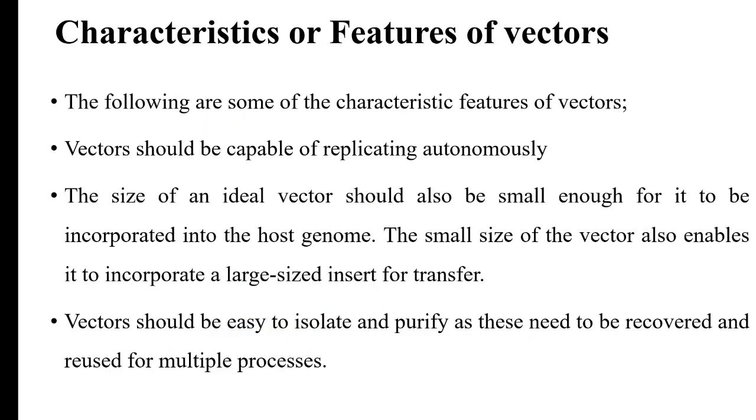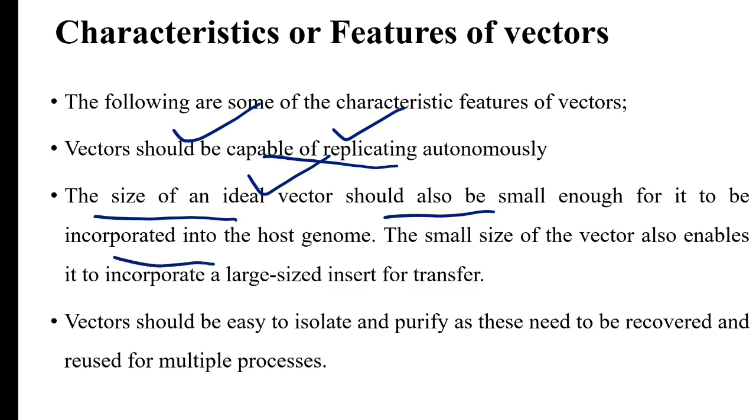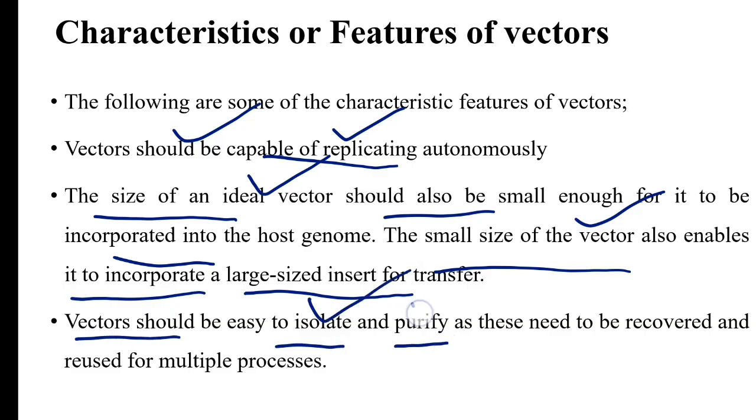So what are the characteristic features of vectors? At first, it should be capable of replicating autonomously. The size of an ideal vector should also be small enough for it to be incorporated into the host genome. The small size of the vector also enables it to incorporate a large sized insert for transport. So it should have a small size. Vectors should be easy to isolate and purify, as these need to be recovered and reused for multiple purposes.